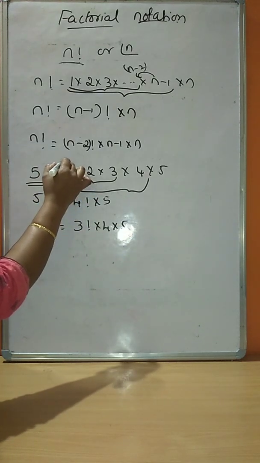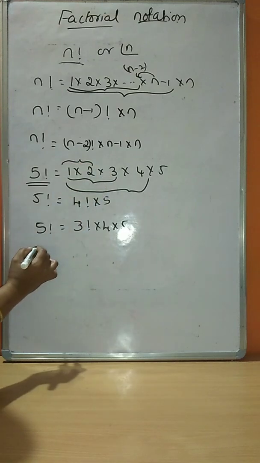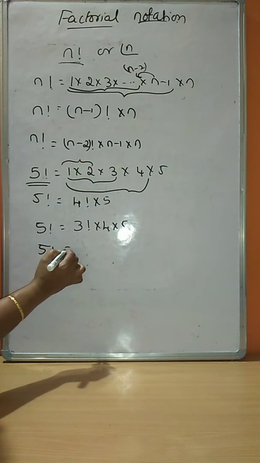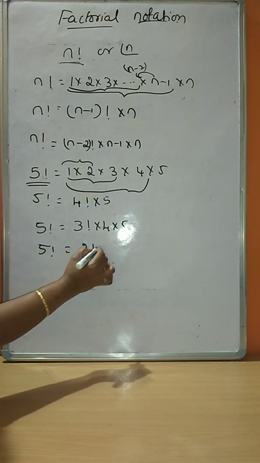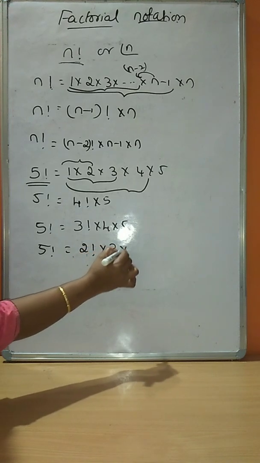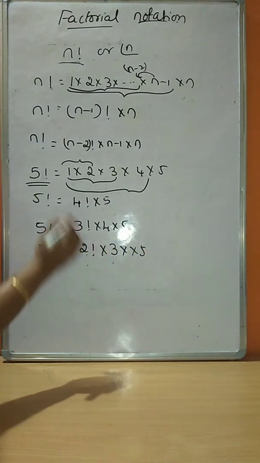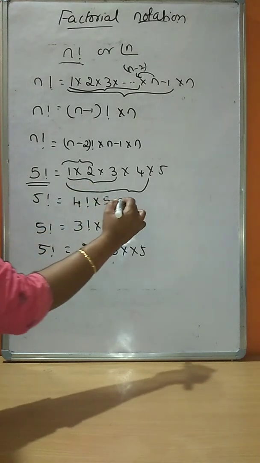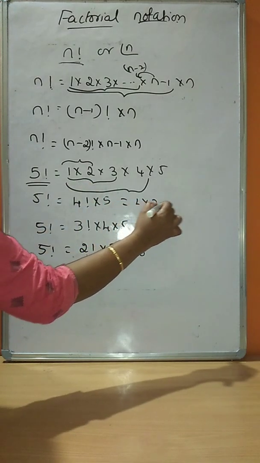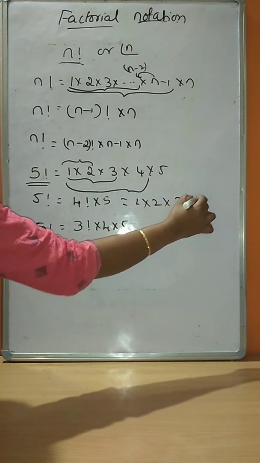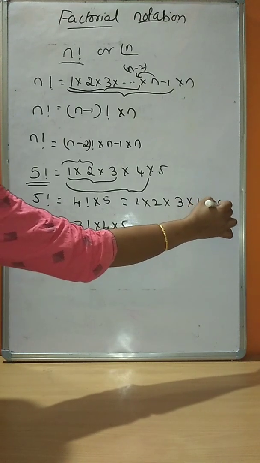Now, I want it in the form of 2 factorial. That is, 5 factorial can also be written as 2 factorial into 3 into 4 into 5. If we expand all this, it is 1 into 2 into 3 into 4 into 5.